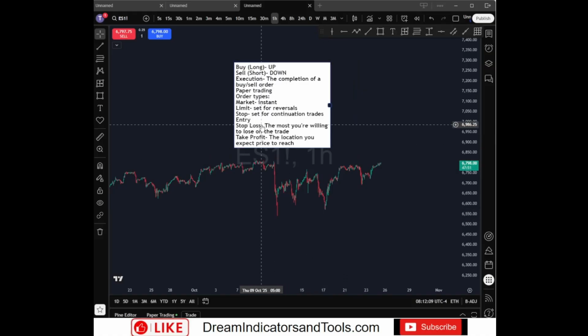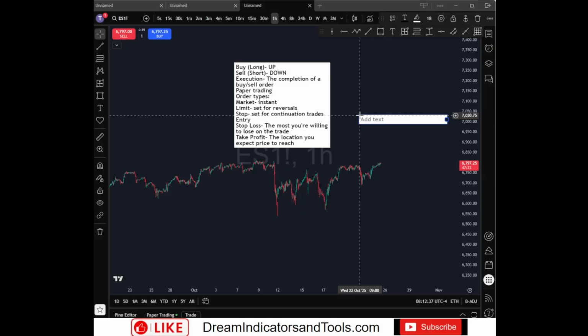Always trade with a stop loss. As I mentioned before, it is the most that you're willing to lose on that trade, and it also should be in a location, specifically, where you believe your idea, price going up or down, is invalid. It doesn't work anymore. It's not going to go in the direction I want, so I need to exit this trade. Stop losses are extremely important, and I'll say this once and hopefully probably a few more times.